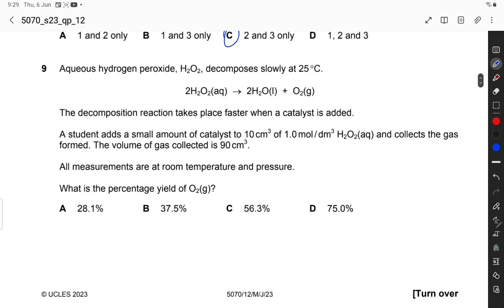Question number 9. Aqueous hydrogen peroxide decomposes slowly at 25 degrees centigrade. The decomposition reaction takes place faster when a catalyst is used. A student adds a small amount of catalyst to 10 cm3 of 1 mol per dm3 H2O2 and collects the gas formed. The volume of gas collected is 90 cm3. All measurements are at room temperature and pressure. What is the percentage yield of oxygen? This is the experimental yield.